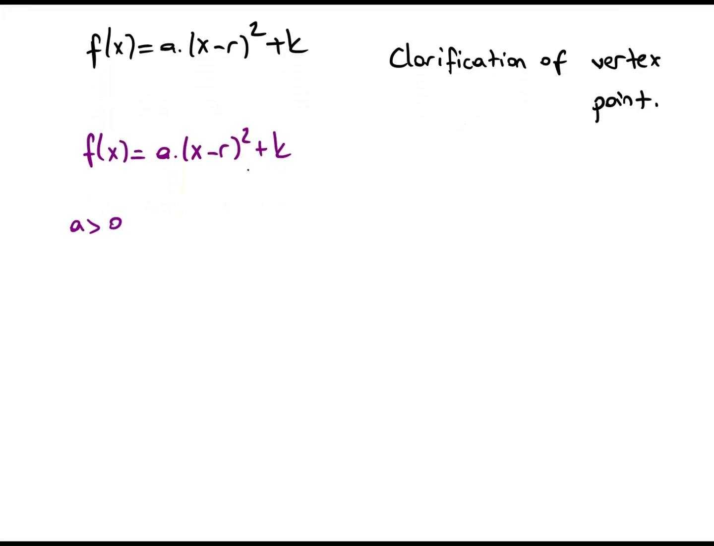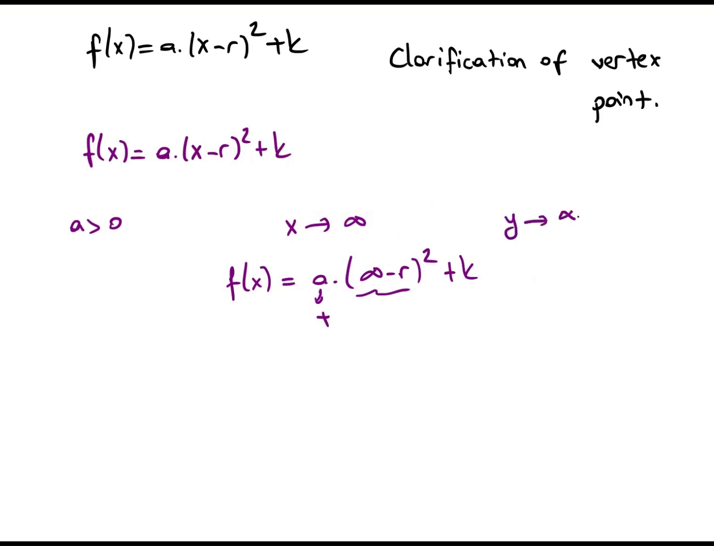So if we look, like if we choose the limit where x approaches infinity, in this case the function f of x is a times (infinity minus r) squared plus k. And we know that the square of a number which is really big goes to infinity. Since a is also positive, when x approaches infinity, y also approaches infinity.